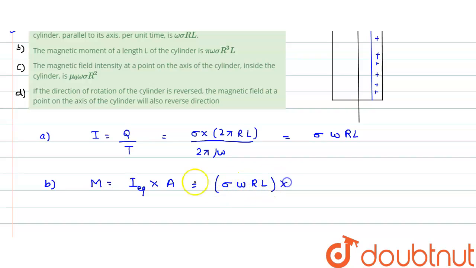Okay, and what is the value of the area? Area A is the area of the cross section of the loop. So loop would be like this. This would be the loop. So what is the area? This is the area, which is equals to pi r square.